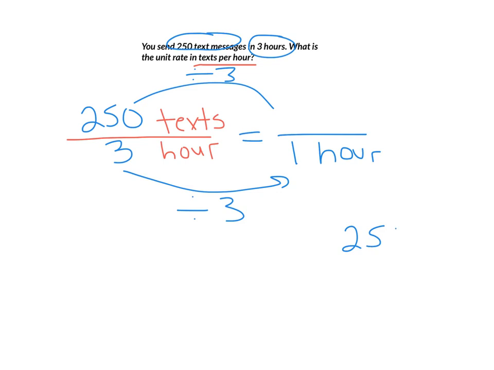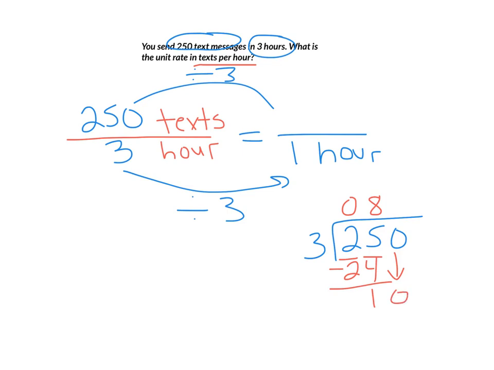So 250 divided by 3. 3 goes into 2 0 times. So now I look at 25. 3 goes into 25 8 times. 8 times 3 is 24. Subtract them. I get 1. Bring down my 0. 3 goes into 10 3 times. So that would be 9. Subtract, I get 1. Let's just try one more 0 just for fun.